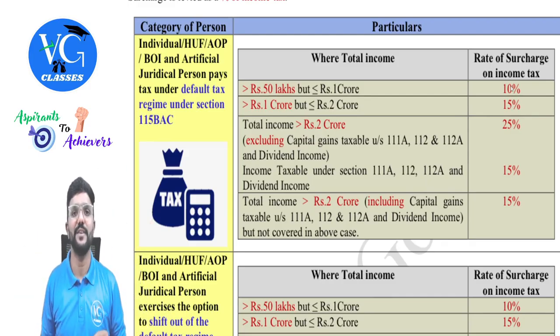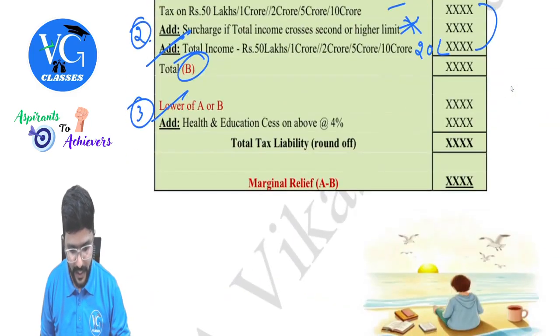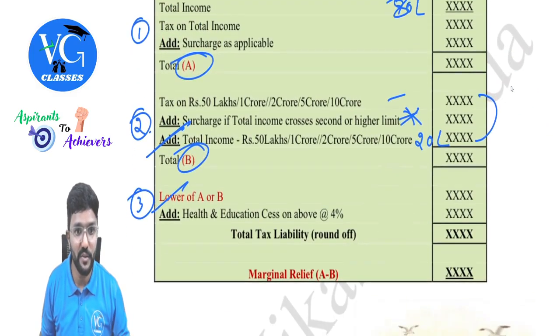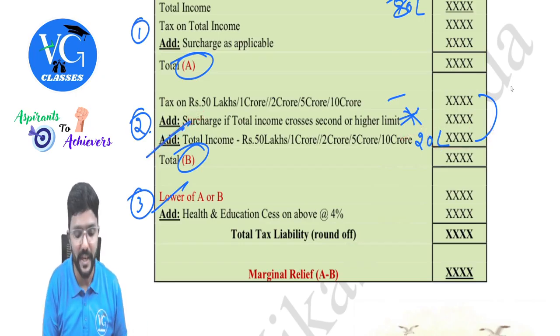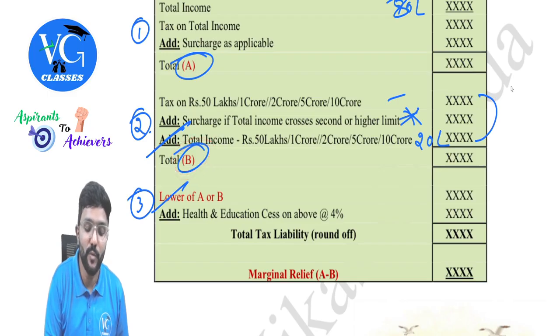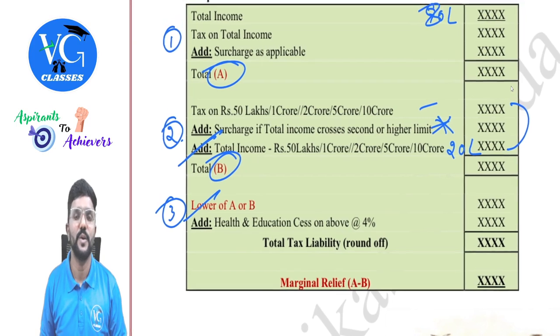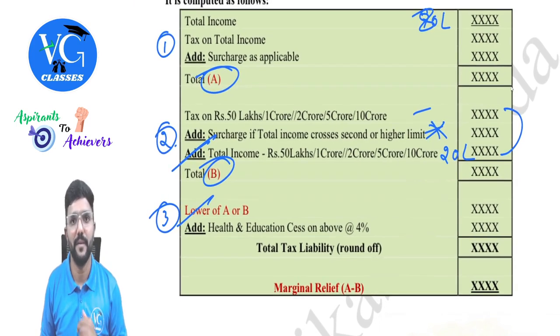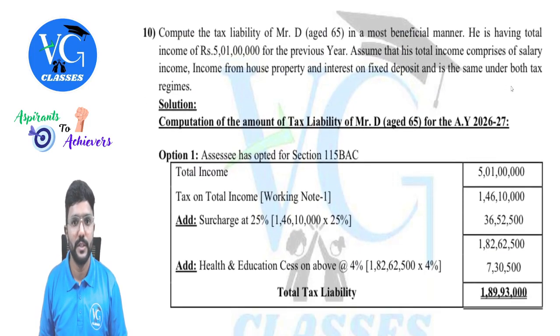Even if you check relief, in the second step, just a minute, I will show. In this step, you need to add 3 crore 1 lakh. So automatically B will be more than A, or A will be lower. So no relief will be available, guys. Okay, sir. Sure.